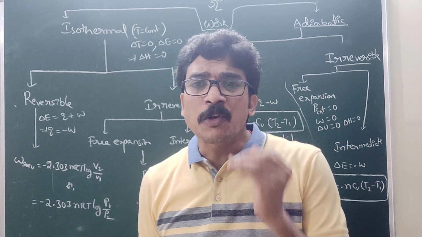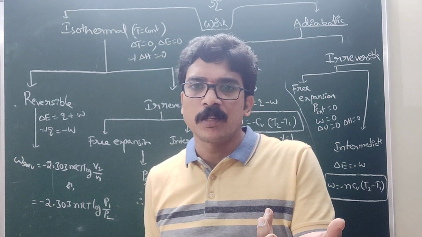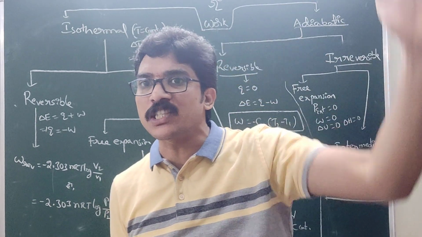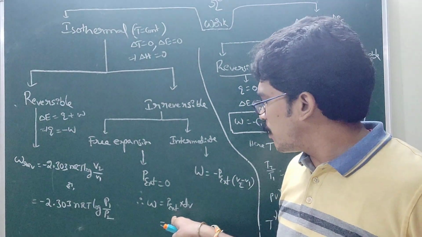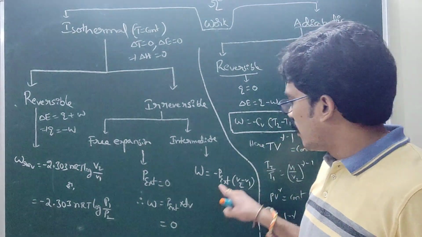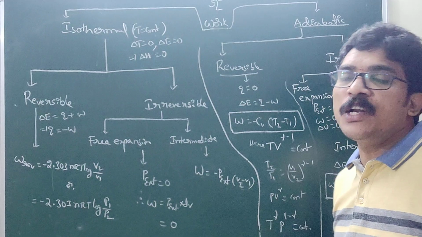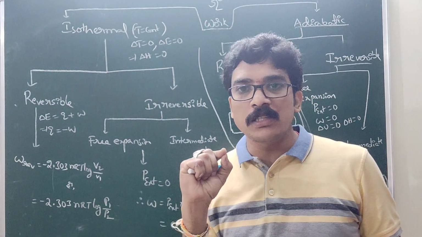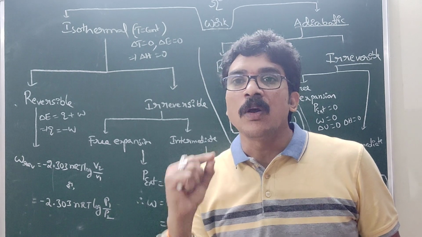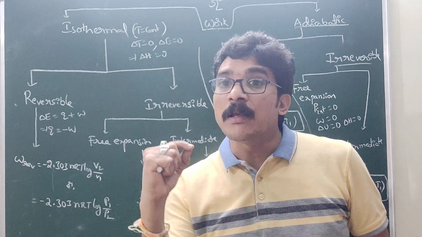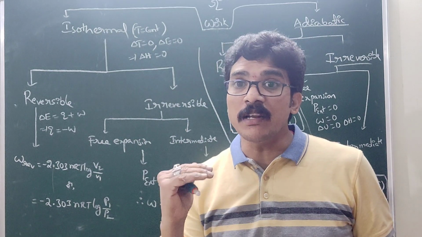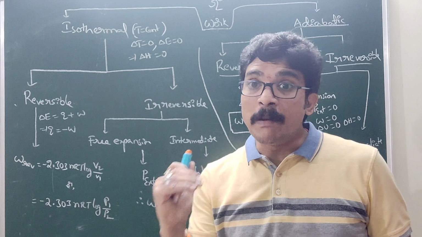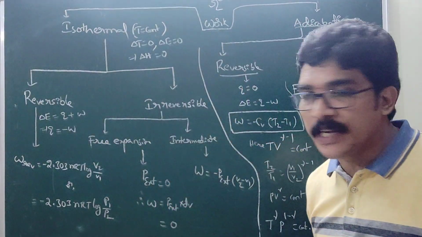Reversible means you consider all the steps. Irreversible means you consider only external pressure. Irreversible work done is calculated by the formula minus P external into V2 minus V1. I already explained the negative sign means work given by the system. Work given by the system, then it is negative.